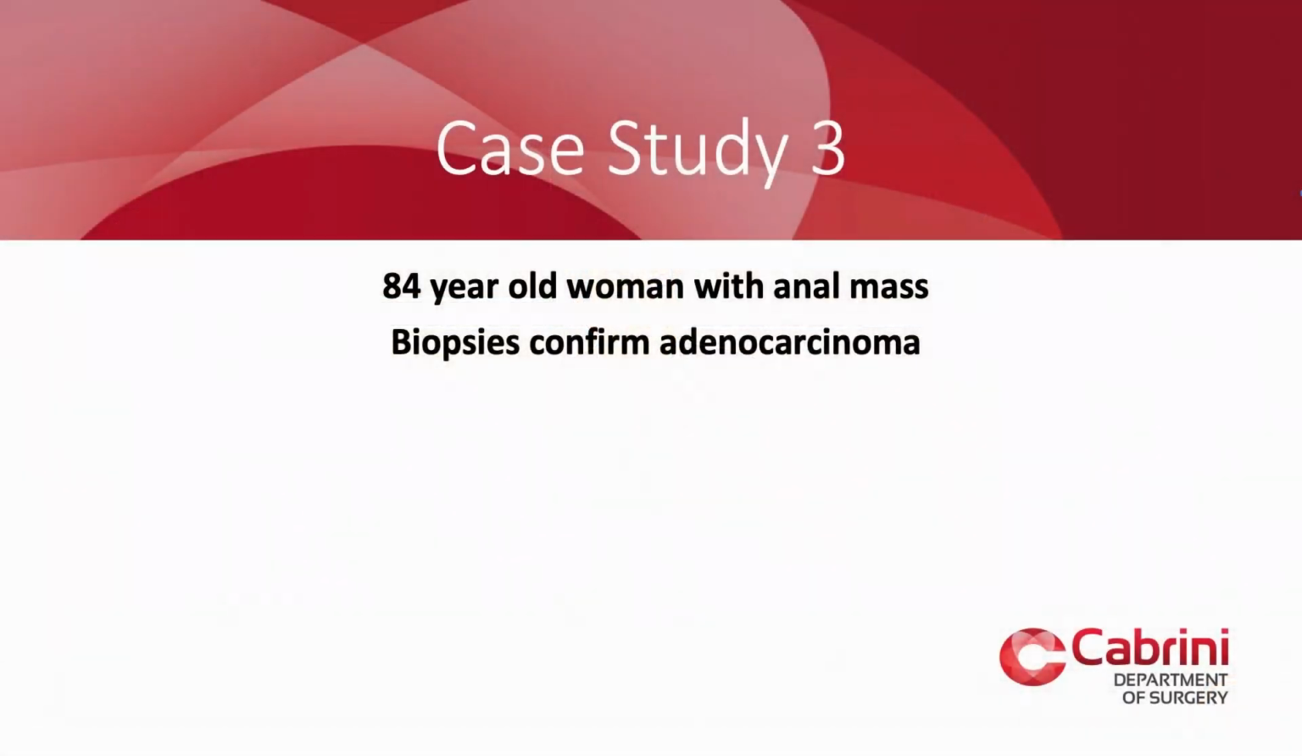So case 3 is an 84-year-old woman who presented with a lump in the anal canal. She was taken to endoscopy suite for colonoscopy, and biopsies and examination confirmed the presence of an anorectal tumour, and biopsies showed adenocarcinoma. This lady was referred to a colorectal surgeon.